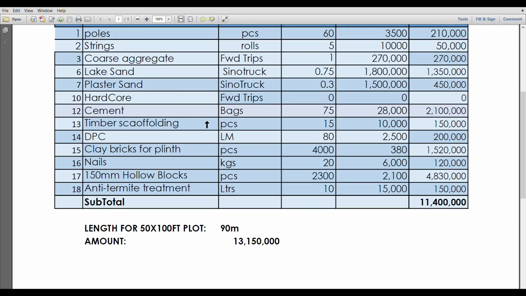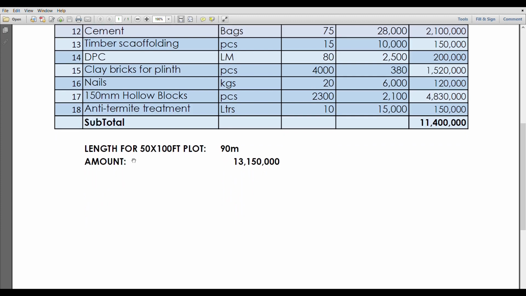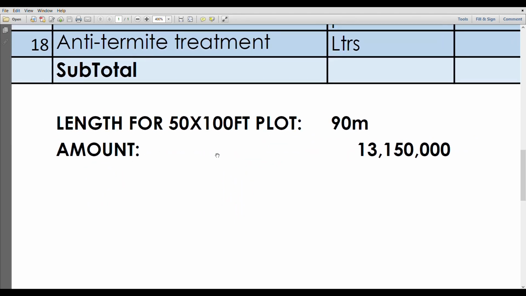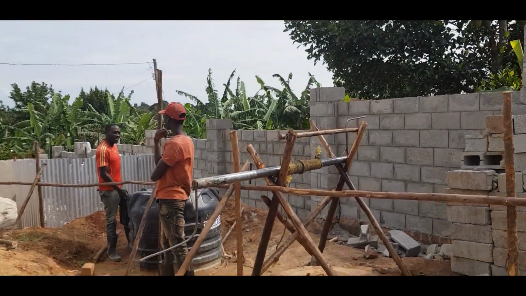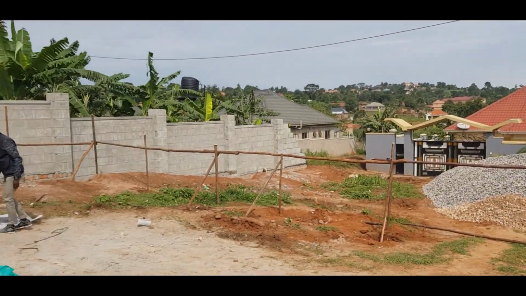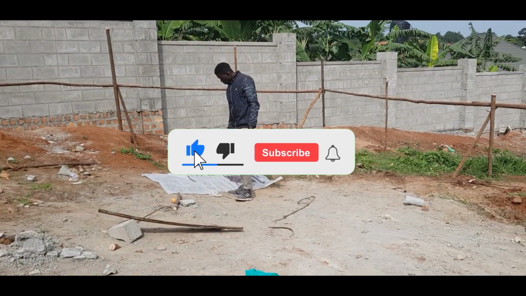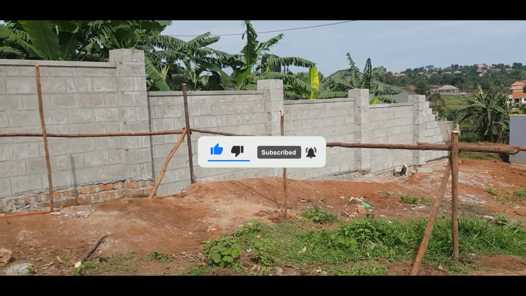If you can do the math, that 11.4 million covered 78 meters of walling. So you can find how much it would cost you to do about 90 meters, because a standard 50 by 100 plot has 90 linear meters of walling. That is based on the assumption that none of your neighbors has built. If your neighbor has built part of the wall, you have an advantage. If they haven't, you'd have to incur that cost.